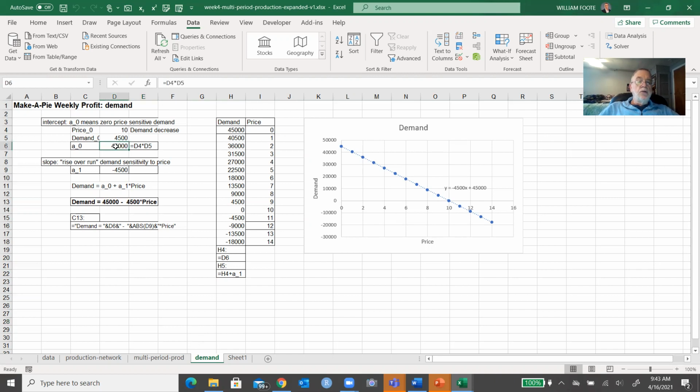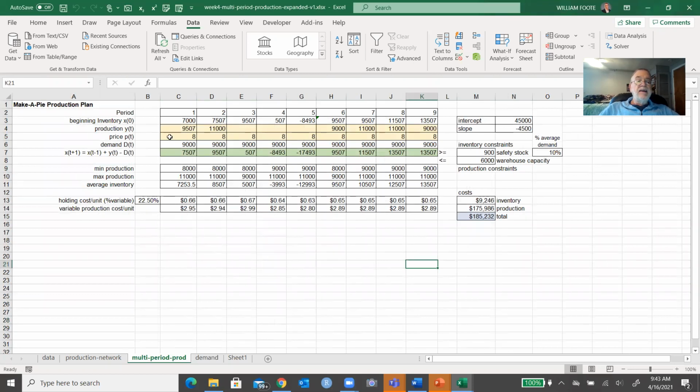We have values for intercept and slope because what we want to determine inside of the production planning model is also the price. So I expanded, I put an extra row in, call it price, P of T, for T is time, and I just stubbed in $8. Now the demand is not constant. It depends upon the parameters of the demand model. And so I put the parameters over here in M and N, right?